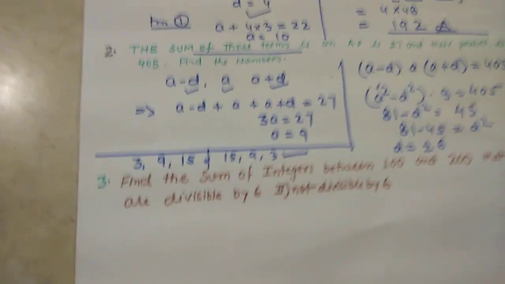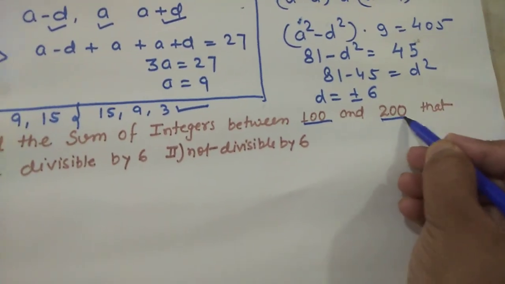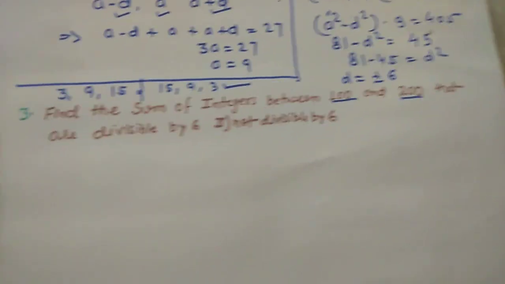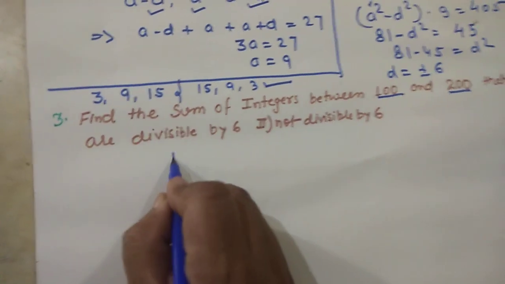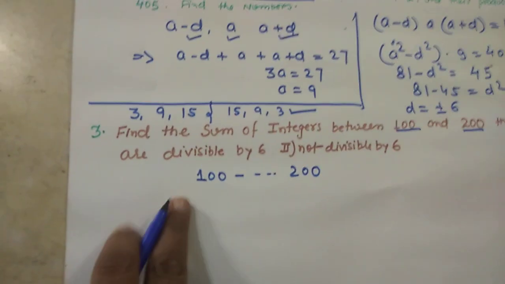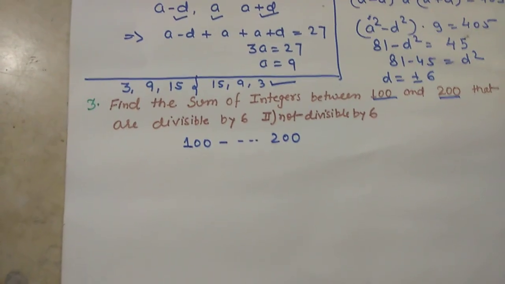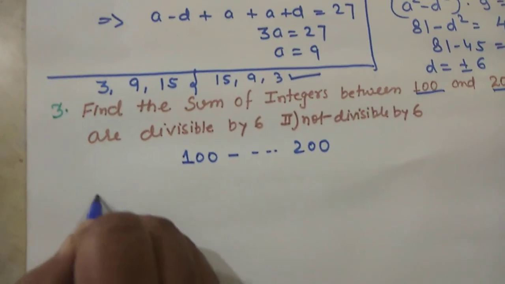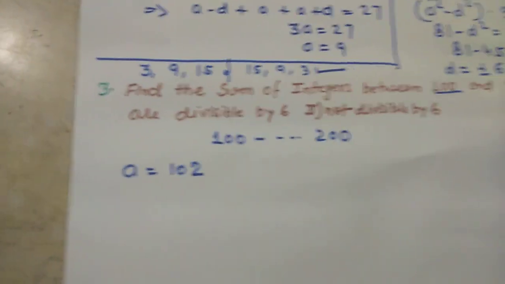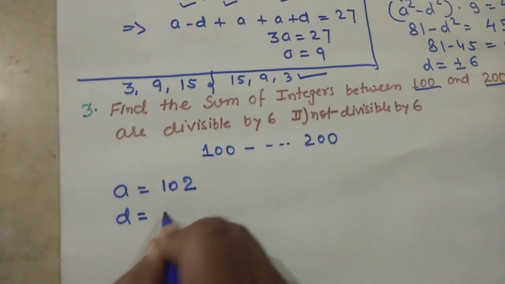Now coming toward the third question. Find the sum of integers between 100 and 200 that are divisible by 6 or not divisible by 6. Two parts. First of all, from 100 to 200, we have to find which number is divisible by 6 after 100. 17 sixes are 102, 16 sixes are 96. First number a equal to 102. This is common sense. And when divisibility, so d equal to 6.